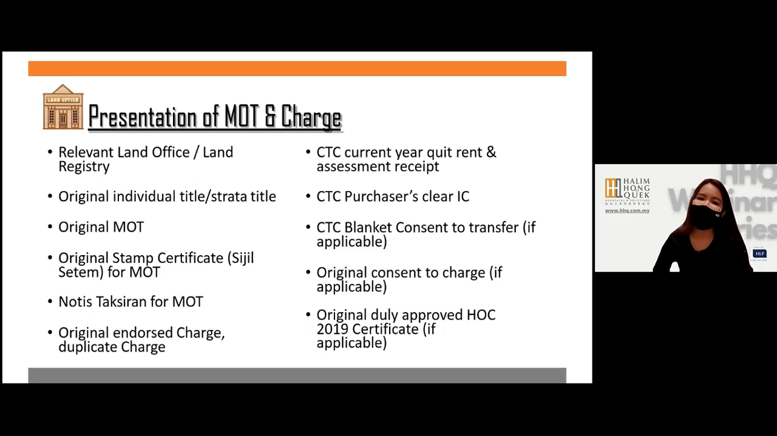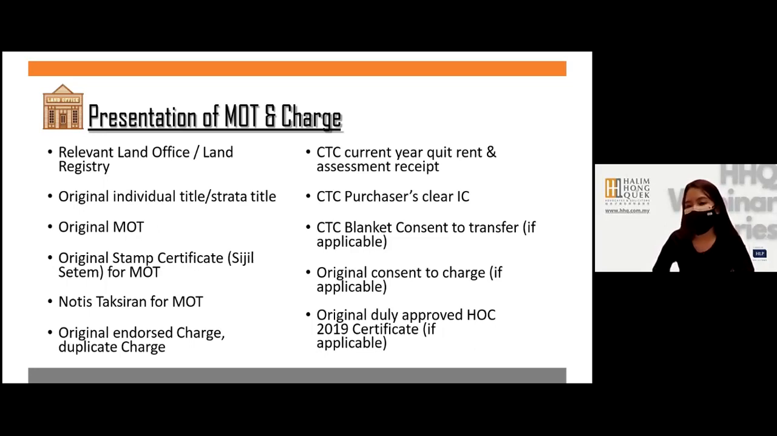If there's a loan, we need to submit the Borang 16A, the charge form, with the relevant stamp, and the current quit rent assessment receipt, which means paid, and a certified true copy of the purchaser's clear IC. It's better to have a colored IC, same size, where you can see the features of the IC clearly, which means you can see the eyes, eyebrows, nose and mouth, and so on, or else it will be rejected by the relevant land office.